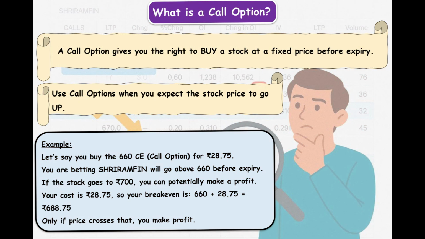Think of a call option like a bet that the stock will go up. Say you buy the 660 call for 28 rupees and 75 paise. You are hoping SHRIRAMFIN rises above 688 rupees and 75 paise, that's your break-even. Go higher than that, and you are in profit. Go lower, and you are at a loss.